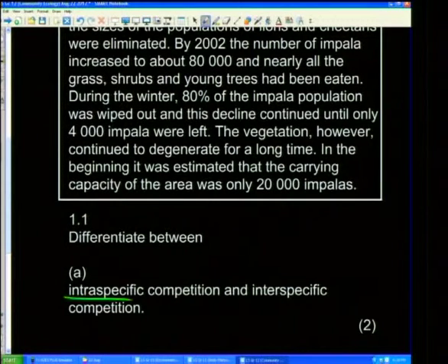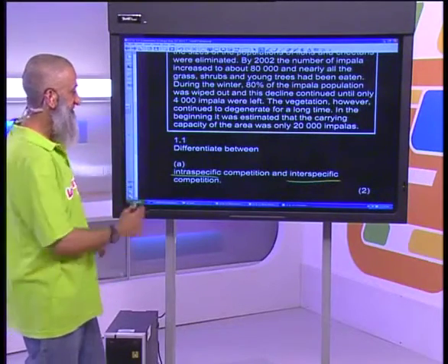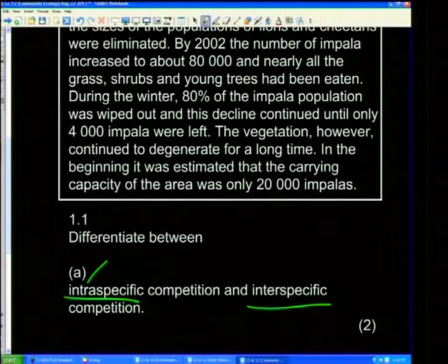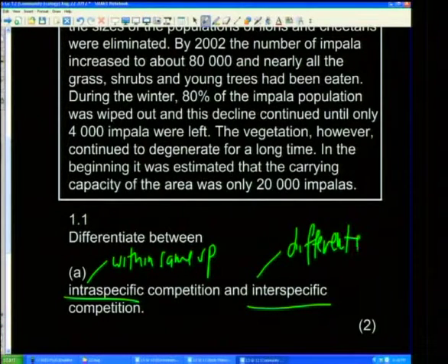Differentiate between intra-specific and inter-specific competition. You didn't need the passage for that, obviously. Intra-specific, competition between or within the same species. And inter, different species.